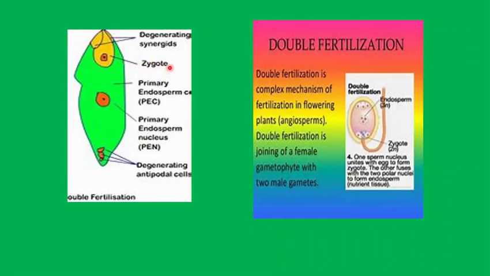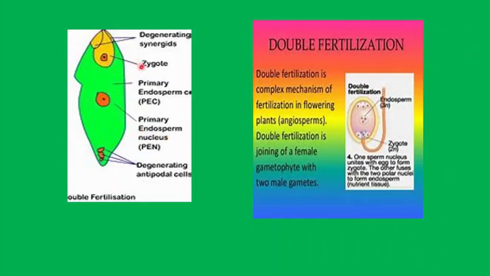This process is known as syngamy. The other male gamete moves towards the center and fuses with the polar nuclei in the central cell. There are two polar nuclei, so just before fertilization, the two polar nuclei fuse to form the secondary nucleus. The ploidy of that is diploid. So the other male gamete fuses with the secondary nucleus to form the primary endosperm nucleus. The ploidy of that will be triploid, 3N. That process is known as triple fusion.